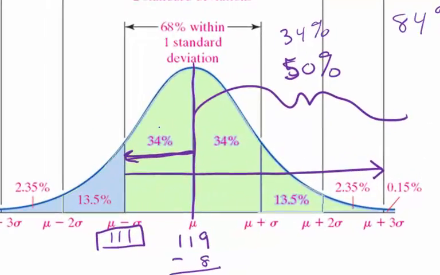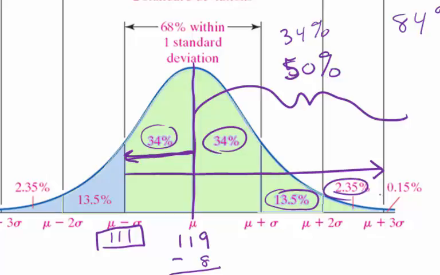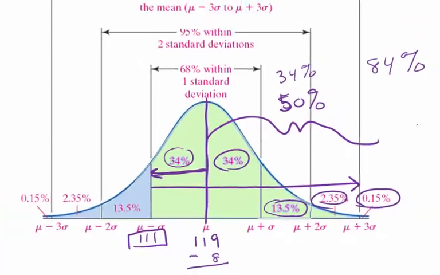You could also add up all of the percents in the green area, the 34, the 13.5, the 2.35, and the 0.15, and arrive at 84% as well.